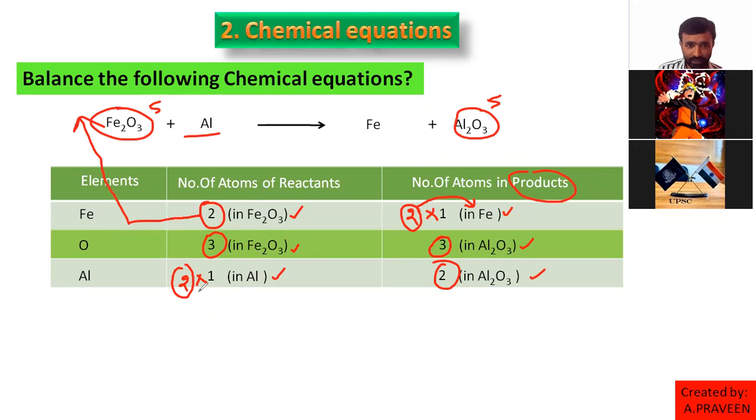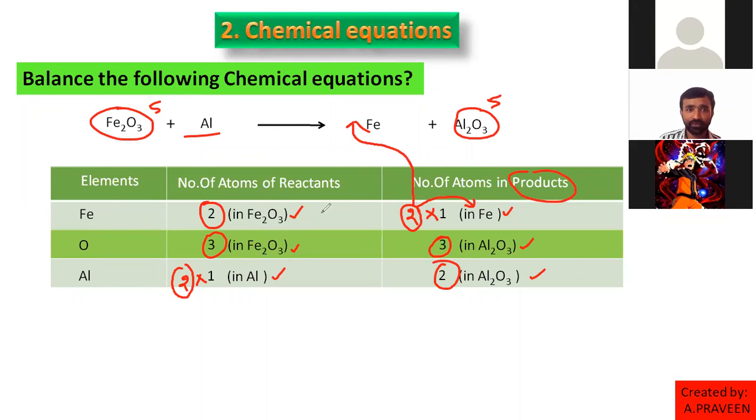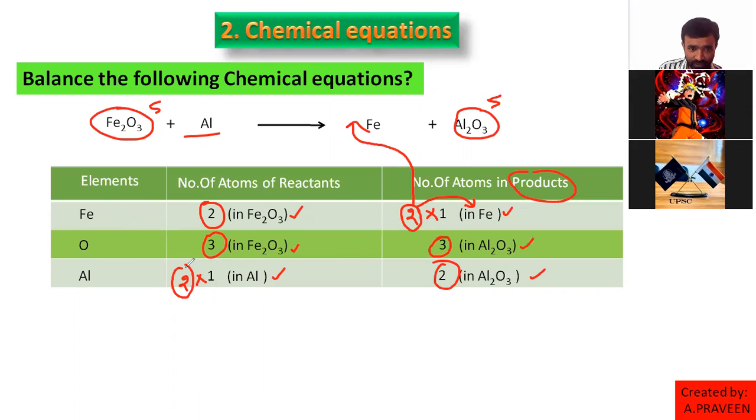So directly I can use this coefficient before iron oxide. Then here, sorry, wrong. Here I changed the coefficient. This coefficient will be written before iron, right? Then the coefficient for aluminium before aluminium, we can write here.